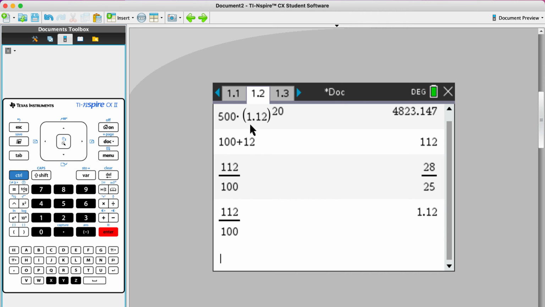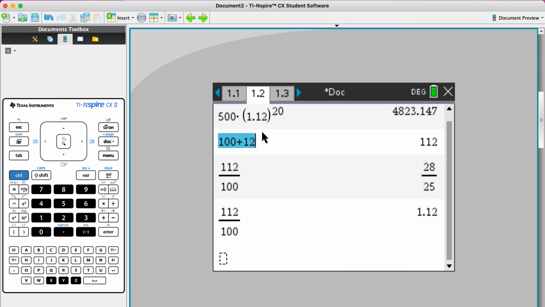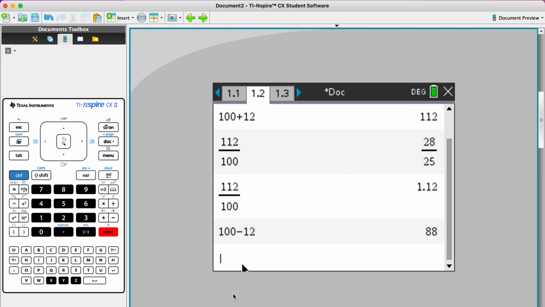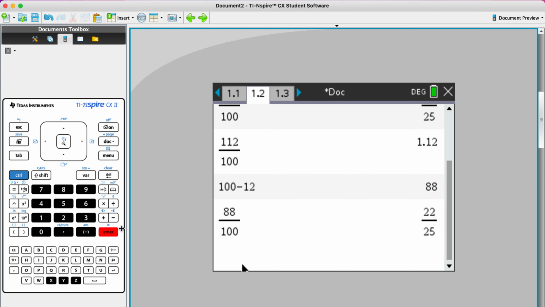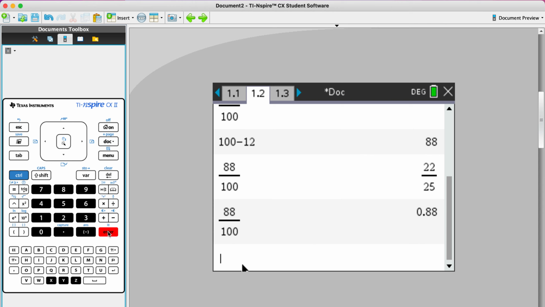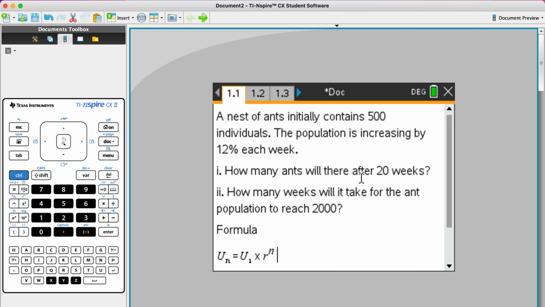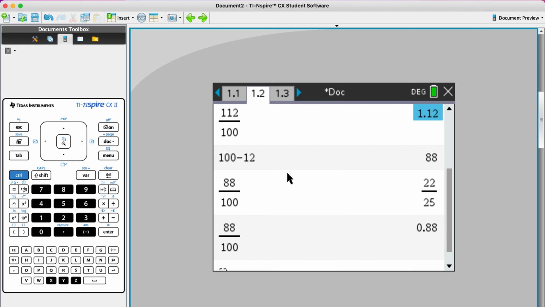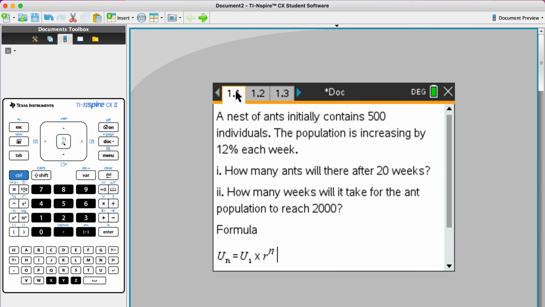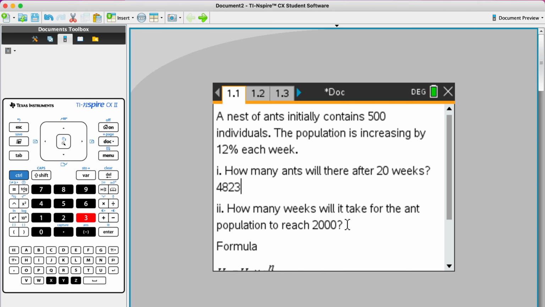We remember we always put the multiplier. If it's increased, we add them. If let's say it decreased by 12%, so what should we do? So we should minus them. 100 minus 12, and that 88 we divide by 100. So we will get the multiplier of 0.88 if it is decreased. Okay, so therefore the first answer is, what do we get earlier? 4823. Okay, how many weeks will it take for the ant population to reach 2000?